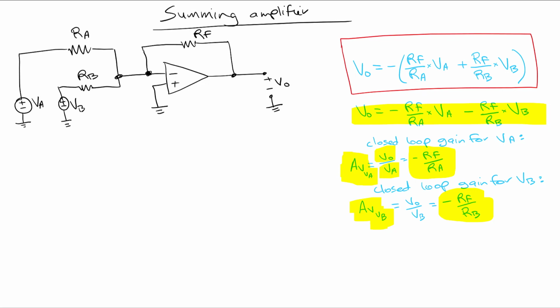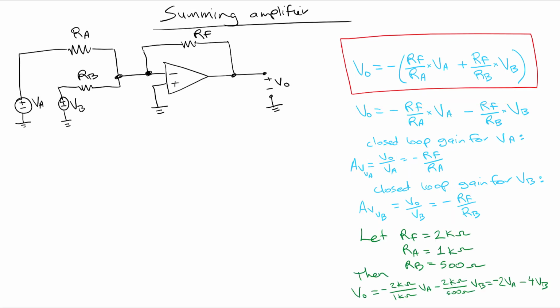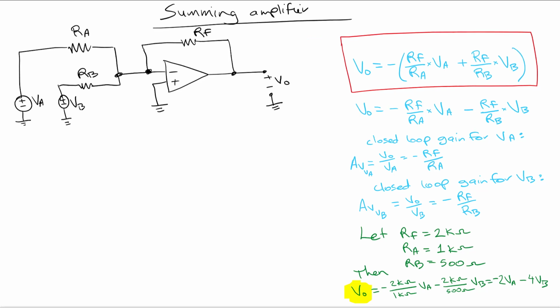Okay, so let's try to understand what the summing amplifier is doing. If we make an example where RF is equal to 2 kilo ohms, RA is equal to 1 kilo ohm, and RB is equal to 500 ohms, then we can apply the equation. The equation is shown on the bottom, where V out is the application of the resistors to the equation, and when we simplify it, we get this equation. So V out is equal to minus 2 VA minus 4 VB.